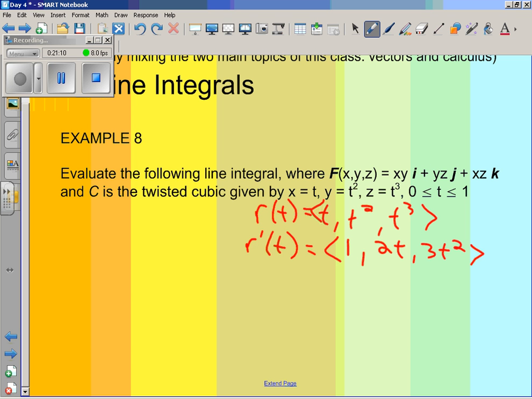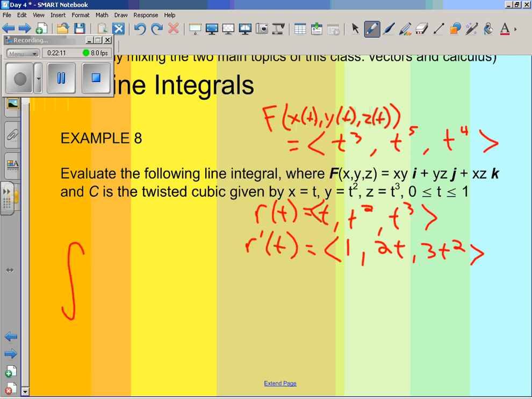And if we want to think of putting F in terms of t, the first component, the i component, is going to be x times y, which is t times t squared, so we're going to have t cubed. And then the j component is going to be y times z, which is t squared times t cubed, that means t to the 5th. And then the last component, the k component, is going to be x times z, which is t times t cubed, so this is going to be t to the 4th.